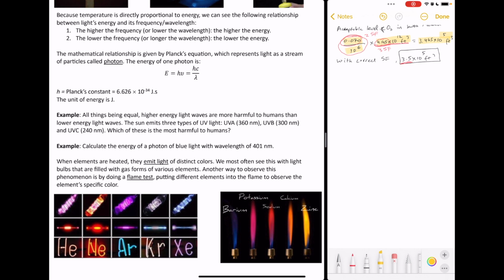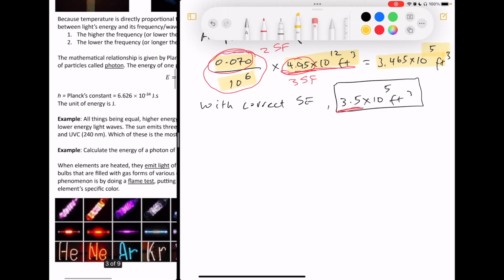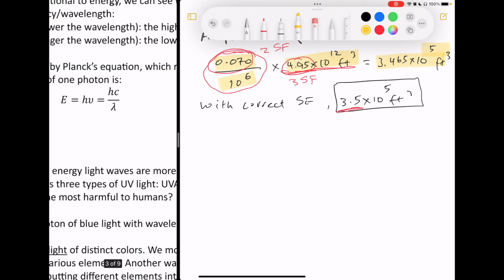Okay. The second question is asking you to actually calculate the energy of a photon of blue light. It has a wavelength of 401 nanometers. So we're going to just go ahead and use that Planck's equation. E is equal to h nu, but it can also be written as hc over lambda. And I'm interested in using that second form because we're given wavelength in this case. Now, what you can do here is change this to meters because that will help us in the calculation. This becomes 401 times 10 to the minus 9 meters.